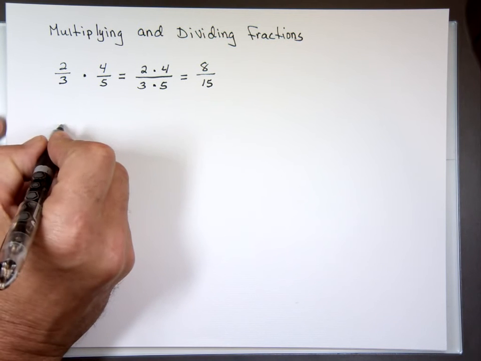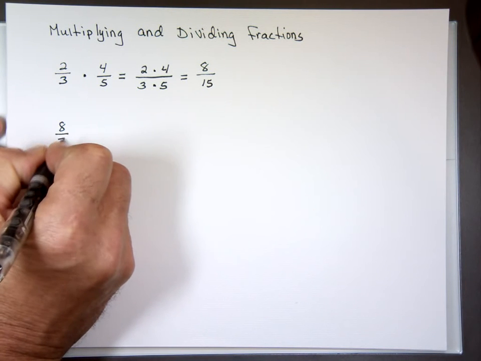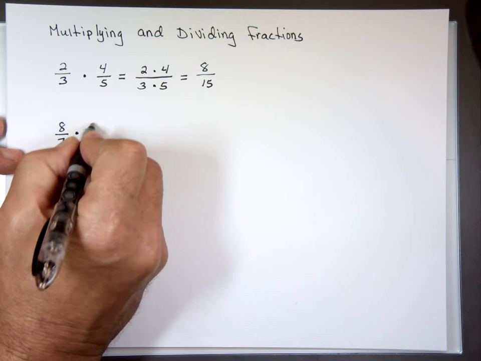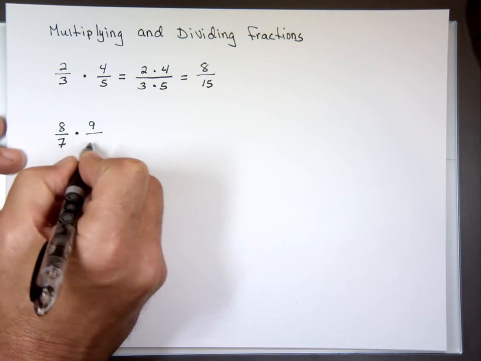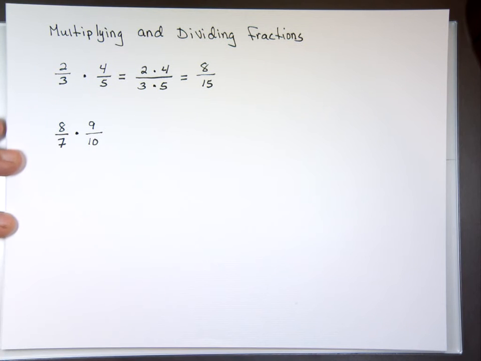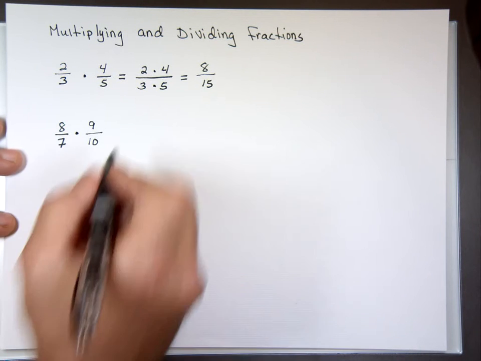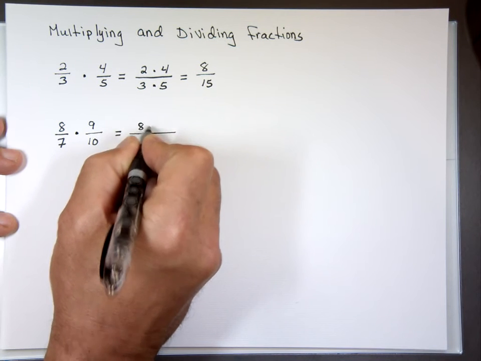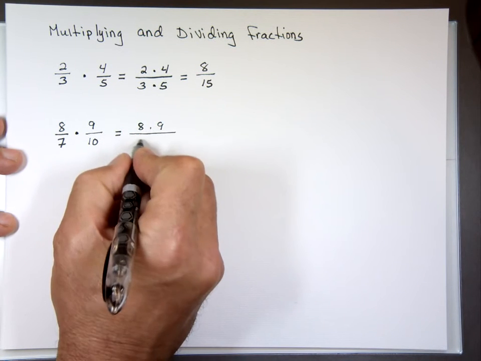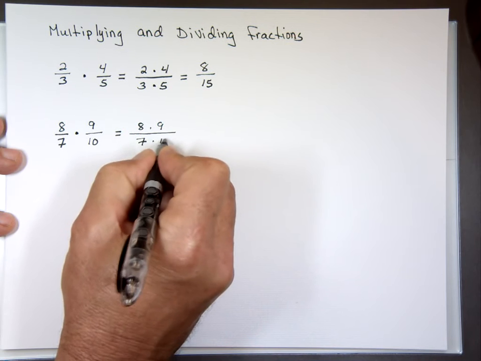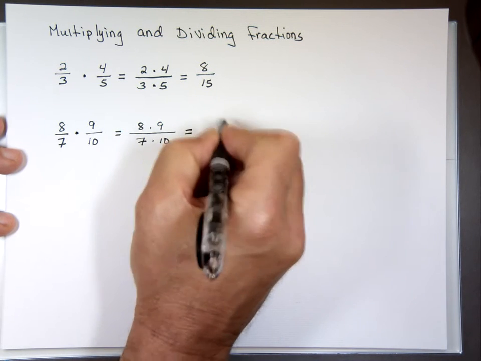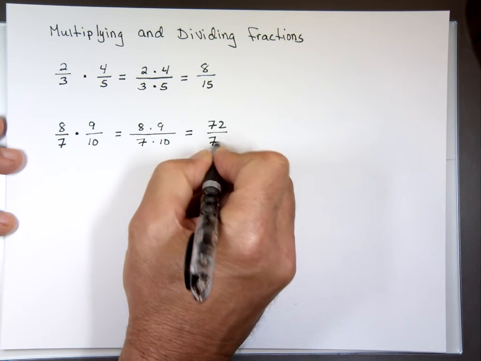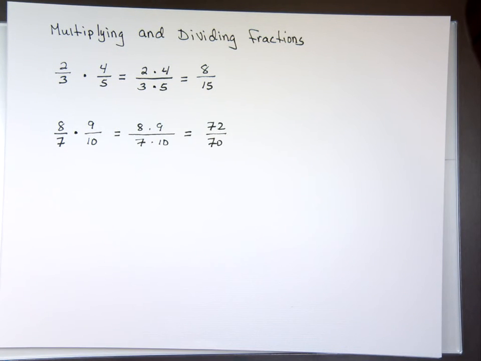If I have 8/7 times 9/10. This will be what? 8 times 9 over 7 times 10. What's 8 times 9? 72. 7 times 10? 70. Now let's try to simplify that.